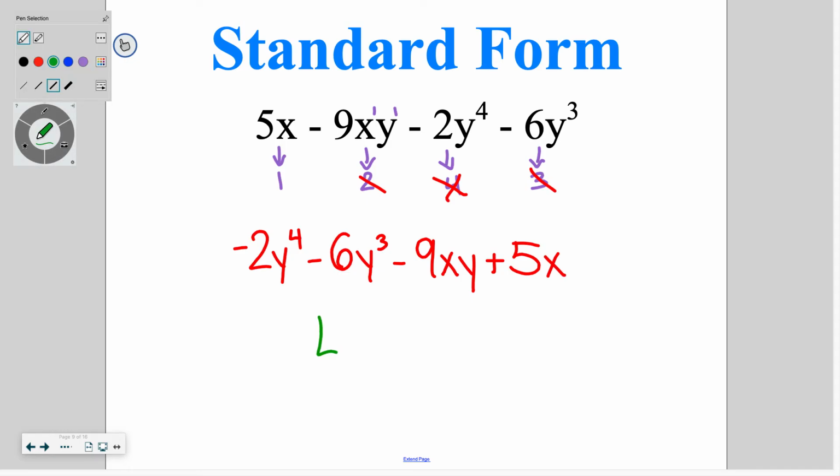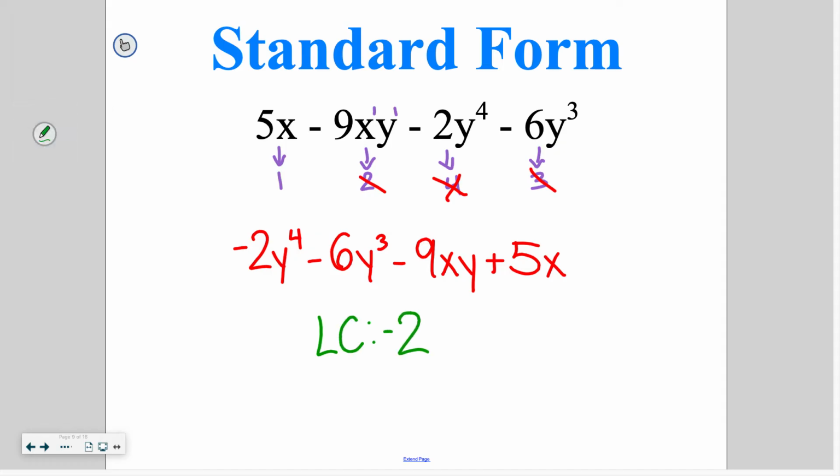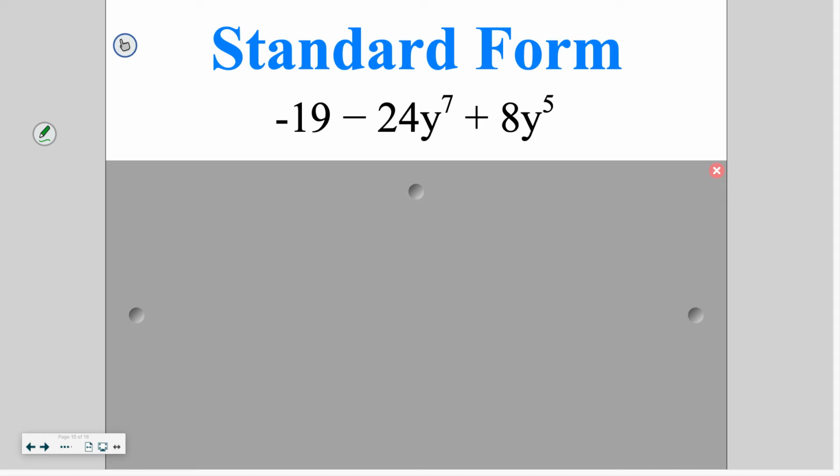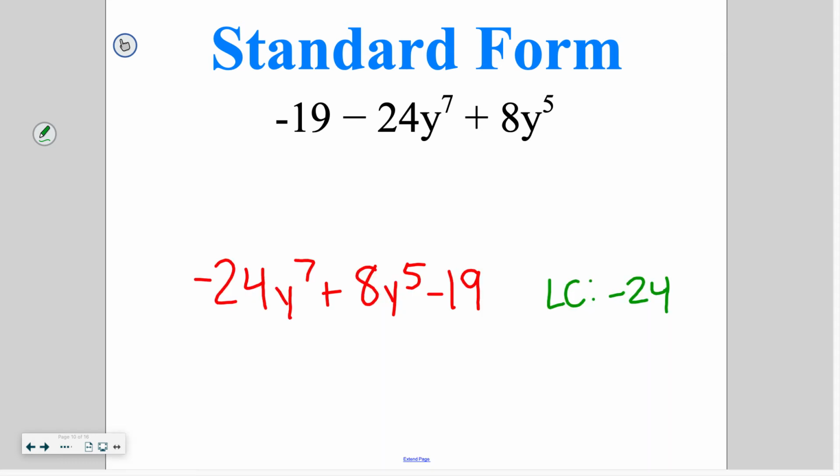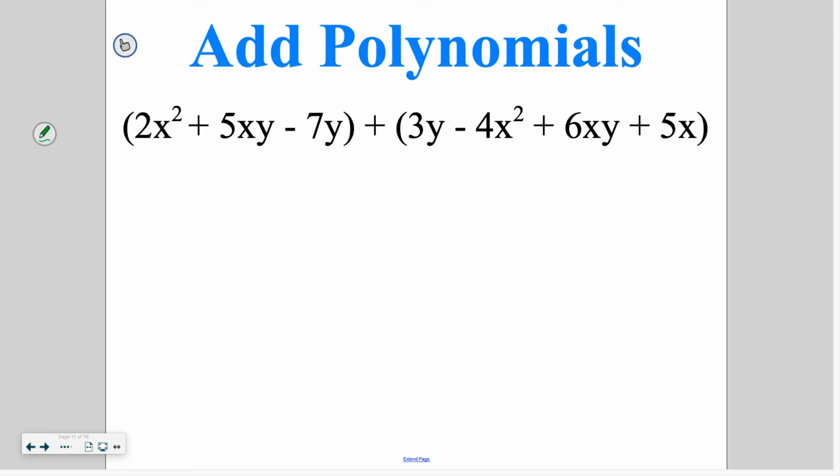And when we're in standard form, it can be helpful to identify our leading coefficient, which in this case is negative 2. It's the number in front of the monomial with the highest degree. Go ahead and try this one on your own, putting it into standard form and identifying the leading coefficient. So we've got negative 24y to the 7th plus 8y to the 5th minus 19, and our leading coefficient is negative 24.